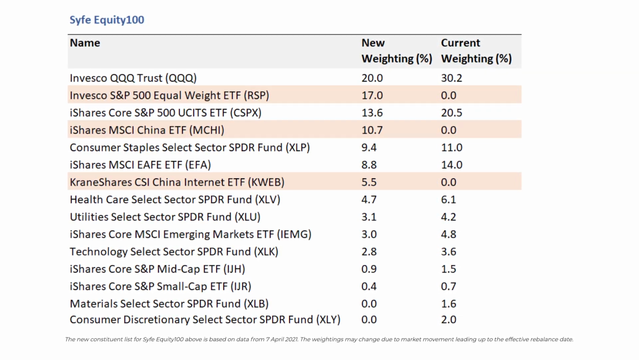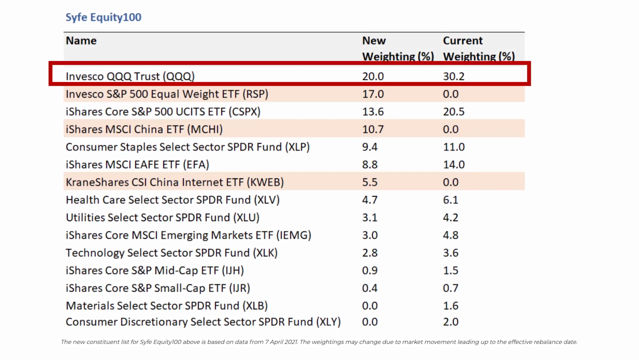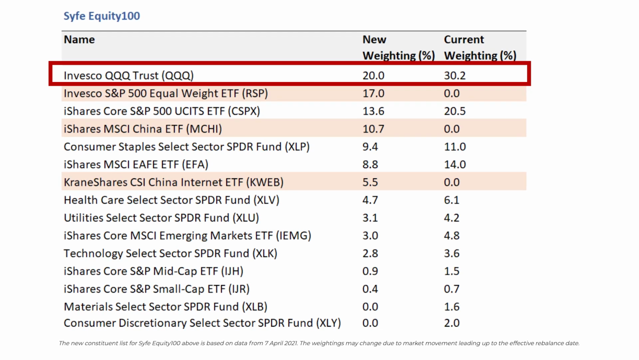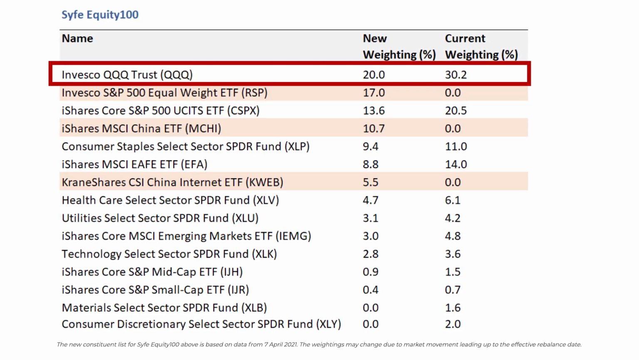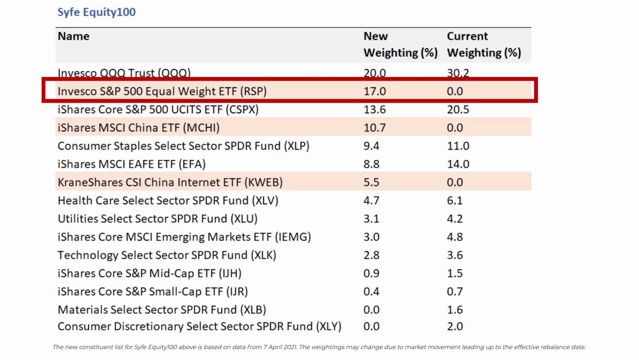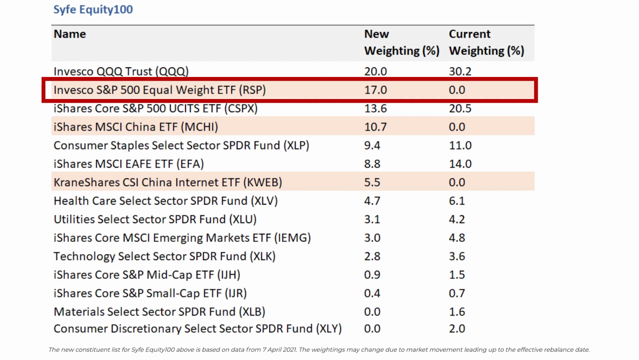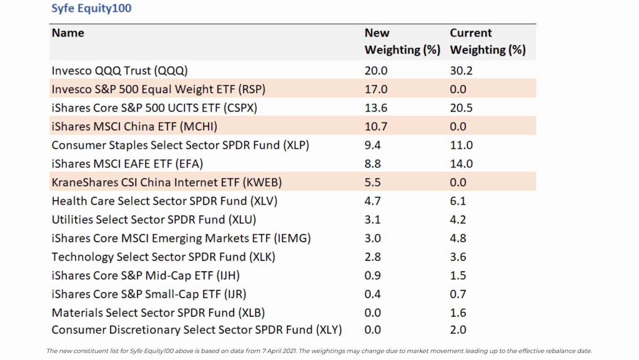I'd like to highlight for you firstly. Invesco QQQ Trust, QQQ's weightage was reduced from 30.2% to 20%. And that's actually in favor of this Invesco S&P 500 equal weight ETF. The weightage was previously 0, but now it's 17%. So I've actually some charts to show you things.